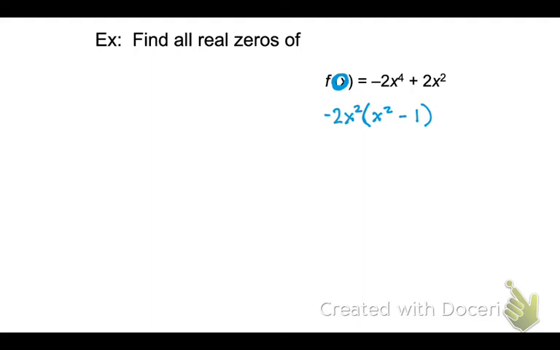Oh. What about x squared minus 1? Is that factored? No. Why not? X plus 1, x minus 1, because it is a difference of squares, right? Now, you set every single one of these equal to what? 0.